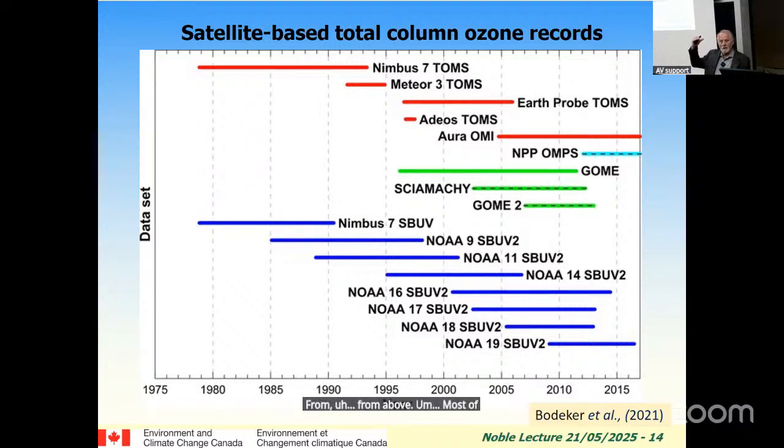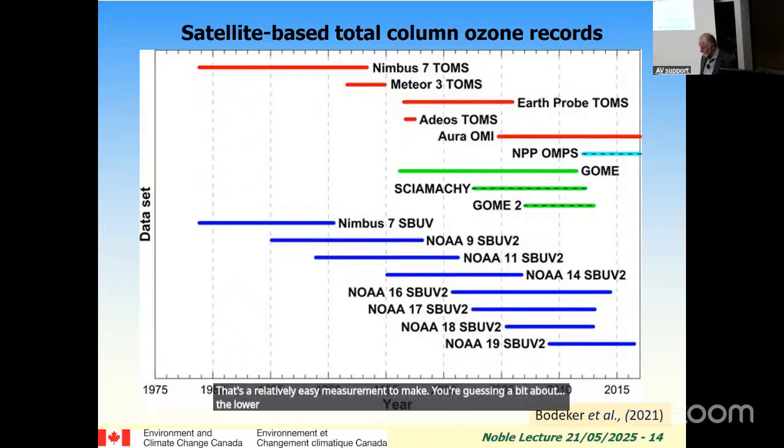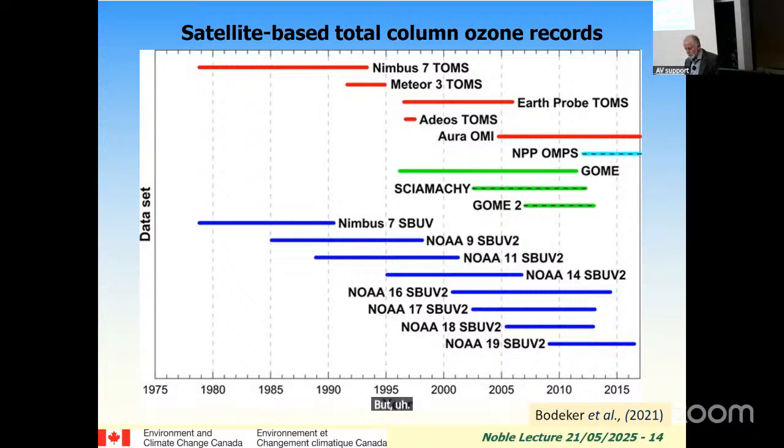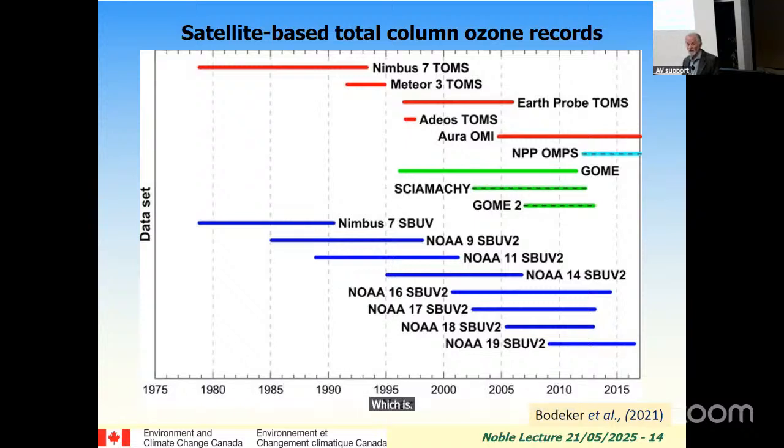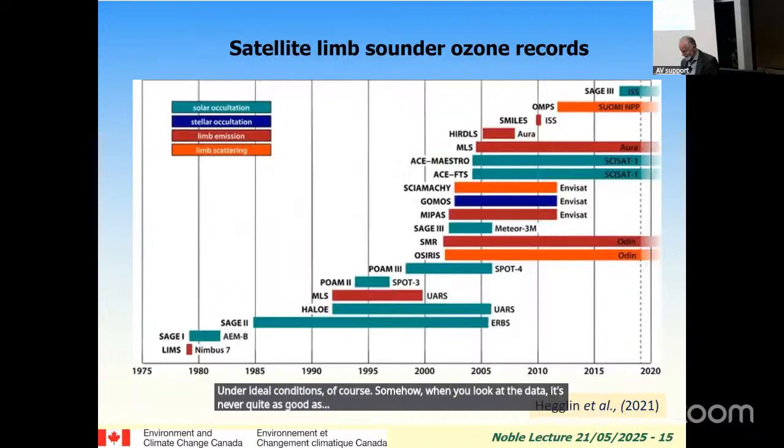Most of the ozone being in the stratosphere, that's a relatively easy measurement to make. You're guessing a bit about the lower atmosphere, the troposphere, but these are a pretty solid measurement, and they claim stability close to that of the Brewer. I think I said the Brewer was getting around 1%, which is pretty darn good for measurements of any sort, let alone the atmosphere. These are also claiming stability of close to 1%, under ideal conditions, of course. Somehow when you look at the data, it's never quite as good as the originators like to claim.